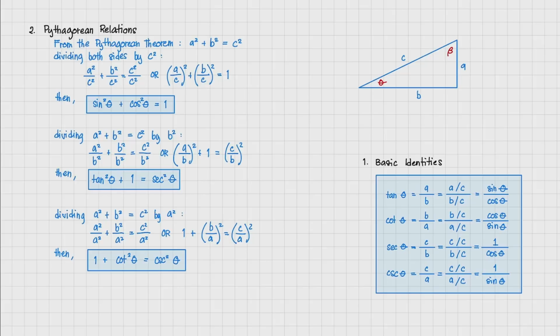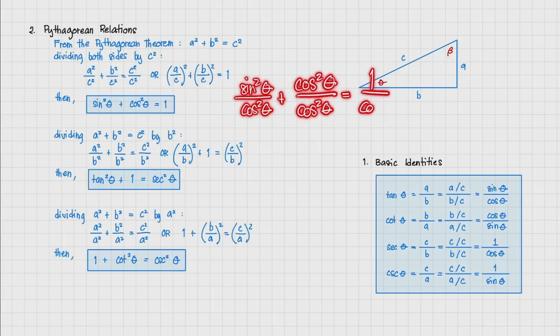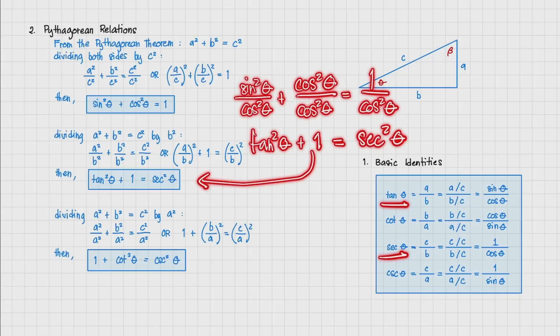So, i-divide lang natin siya. So, you'd get sine squared theta over cosine squared theta plus cosine squared theta over cosine squared theta is equals to 1 over cosine squared theta. And what you'd arrive at is tangent squared theta plus 1 is equals to secant squared theta. Kasi yung 1 over cosine natin, this is your secant theta. Diba? And yung sine over cosine natin, this is your tangent. So, pwedeng dun siya galing.